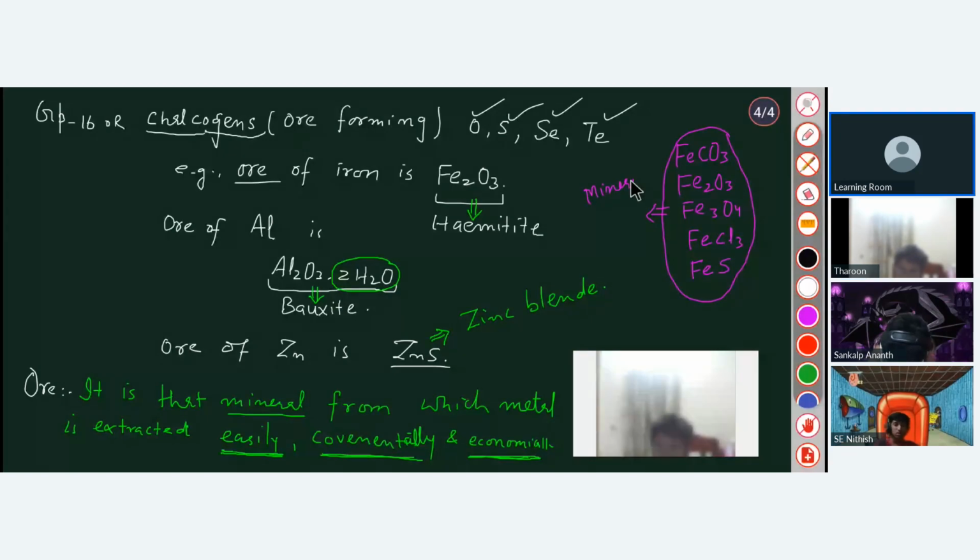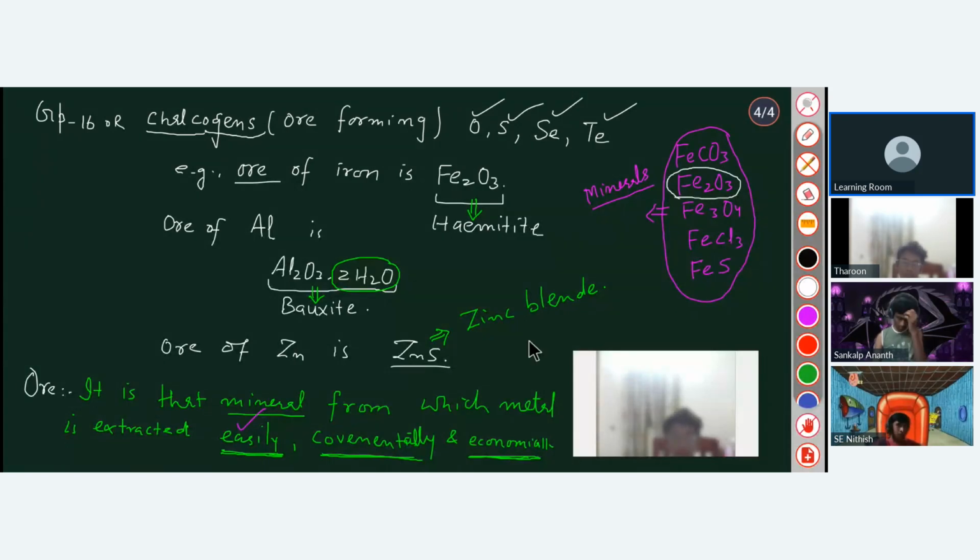I told you that an ore is that mineral from which metal is extracted easily. So when we talk of Fe2O3, the extraction becomes easy in case of Fe2O3. That is why this is an ore. Others will not be considered as ore; they will just be called minerals, because there are some criteria which should be fulfilled here.